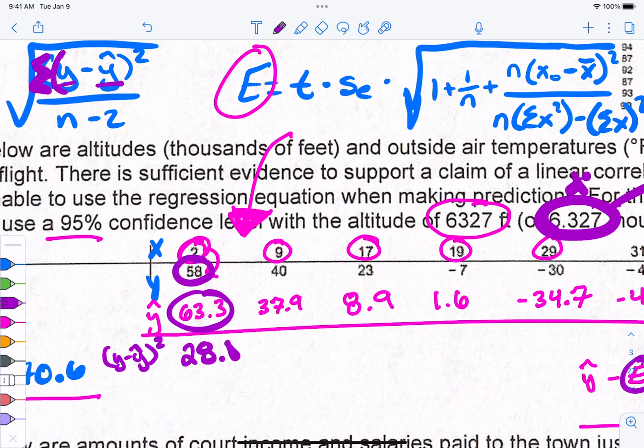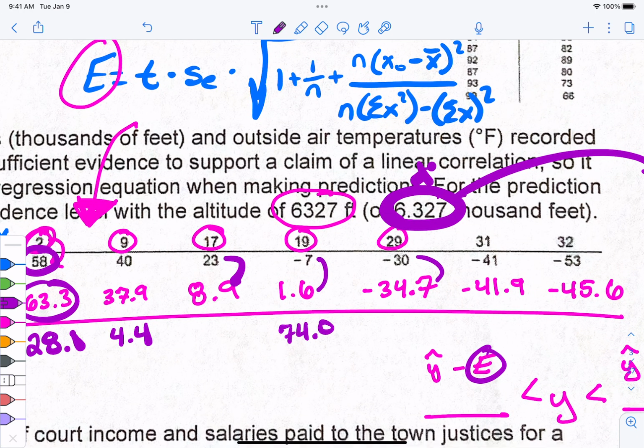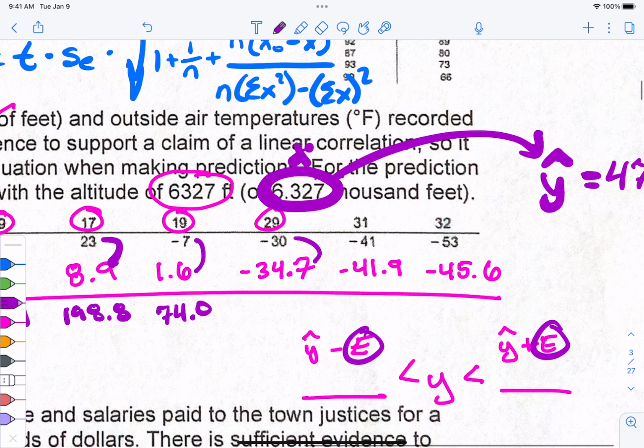Okay, 40 minus 37.9 should be like 9 point something, I don't know. Subtract these two and square. I got 1.6 is 73.96. And 8.9 is 198.8. Okay. Alright, next.